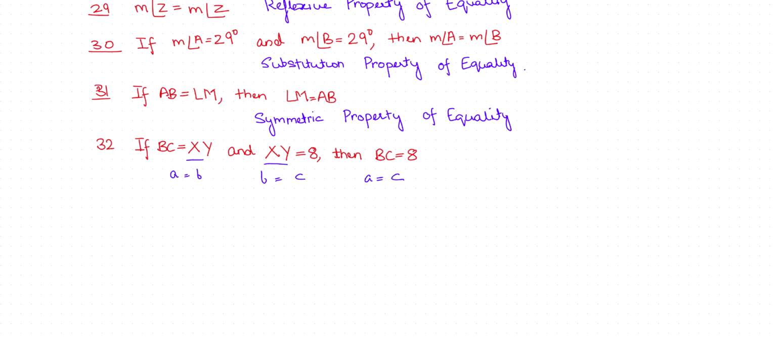Here in this question 30, we actually substituted, instead of 29 degrees, we substituted angle B. So the measure of angle A was equal to angle B. Here A is equal to B, B is equal to C, and A is equal to C. So this is the transitive property of equality.